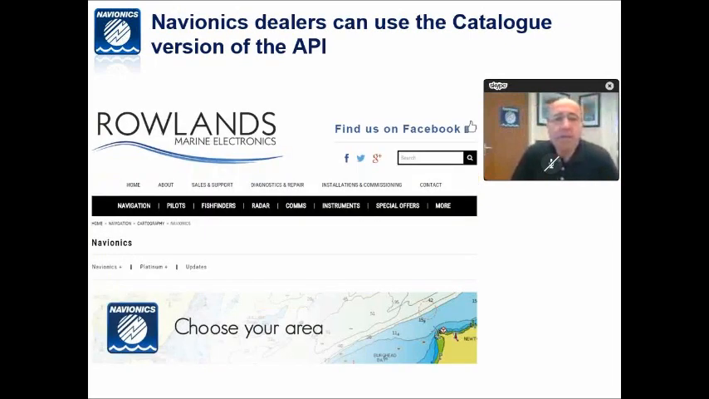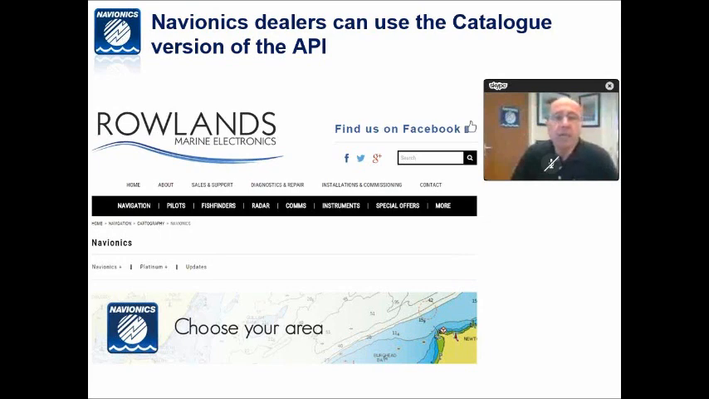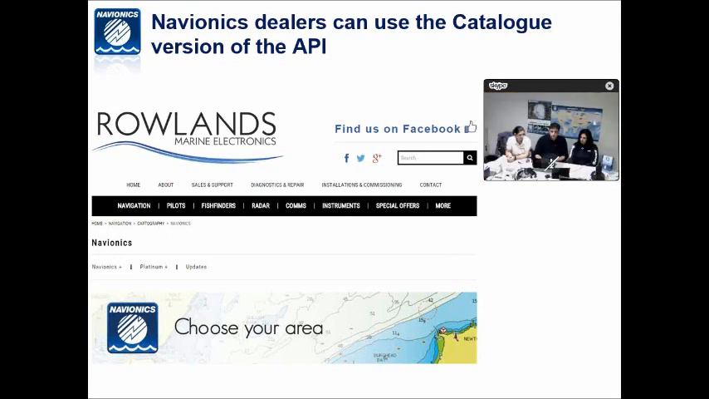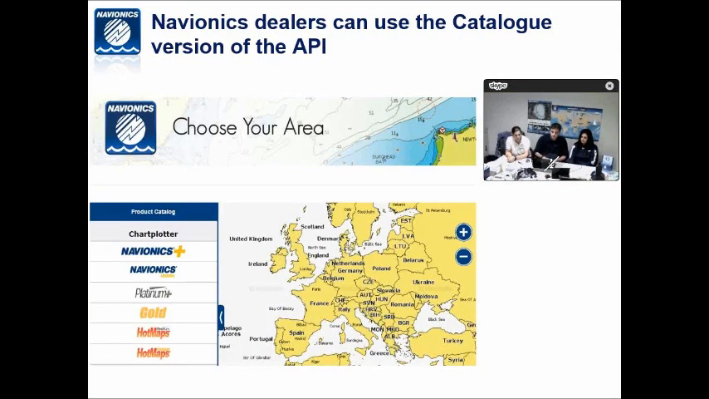And then coming up next, this is a great way for Navionics dealers to be able to implement the Web API. In this case, this dealer has gone to the, you select the Navionics page, and you hit the choose your area. Now, when you hit that section, you come to the next page, which we'll just flash onto.